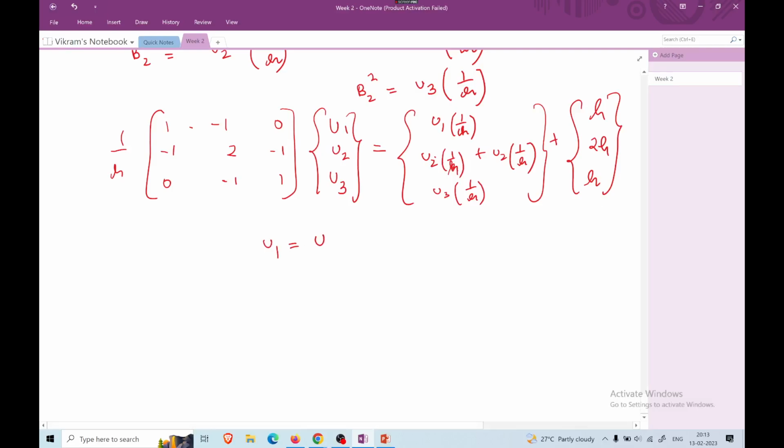So u1 and u3 are 0, since my boundary condition states that u of 0 and u of 1, both the extreme points, are 0. So which means this is 0, this is 0. Again u1, u3, this will also be 0. So we are going to have only one equation in the middle, 2 by h. So we'll just have these middle terms.